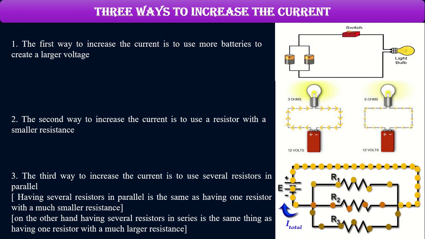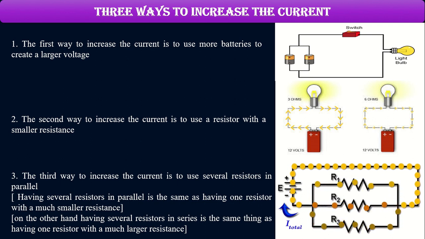Then how can we get an increased amount of current? There are three ways to get an increased amount of current. The first way to increase the current is to use more batteries to create a larger voltage. In the first diagram, you can see there are two batteries instead of one. If you take more batteries, the potential difference, the voltage, will be more. It pushes more and more electrons to flow inside the circuit. If more and more electrons flow, the current obtained will usually be more. So the first way is to increase the number of batteries in the circuit to create a larger voltage.